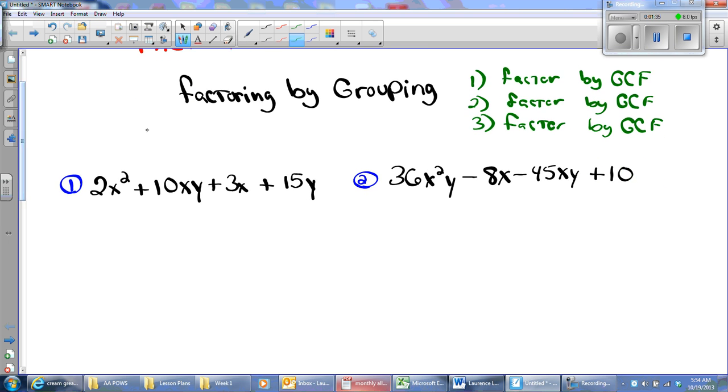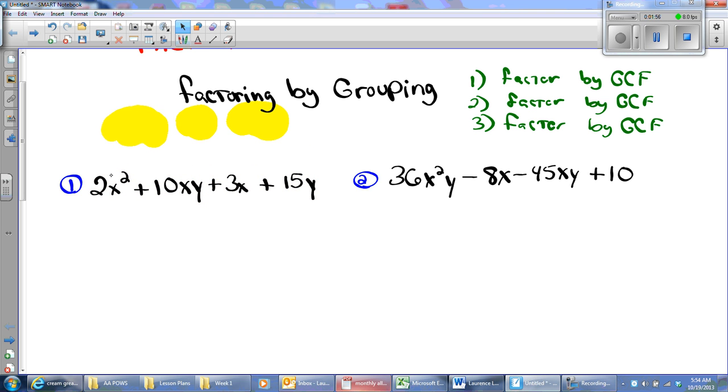Here's problem number 1. We've got 4 terms, right? You see the 4 terms? Where's my highlighter, I'll highlight them for you if you like. Okay, this is one of the terms, and there's a second term. Notice I grabbed the sign with the term. There's a third term, and there is the fourth term. Okay, so we've got our 4 terms.